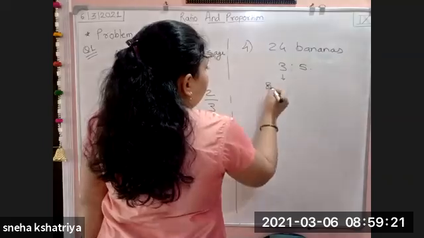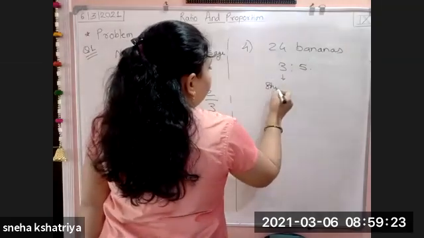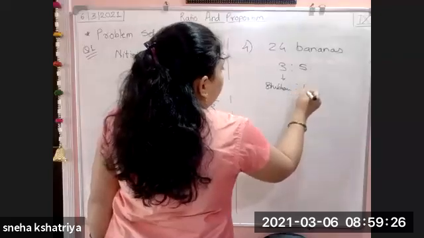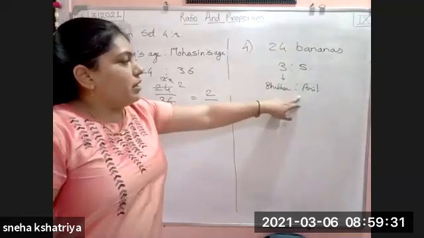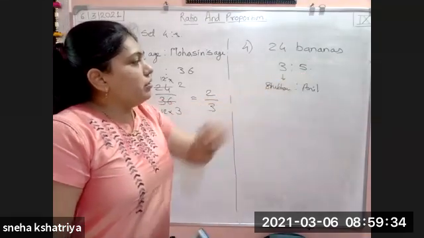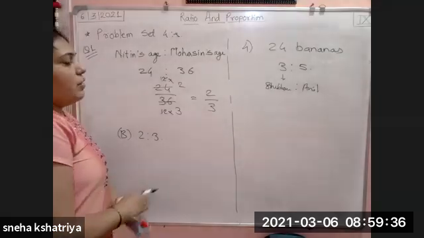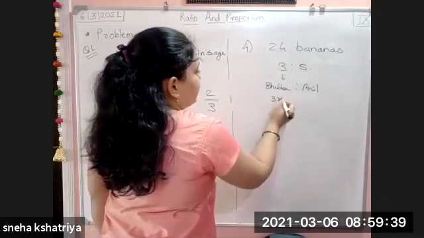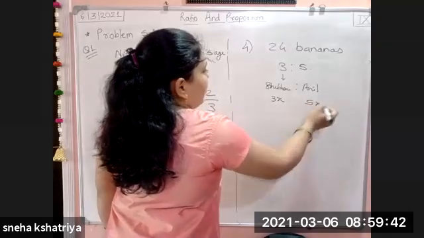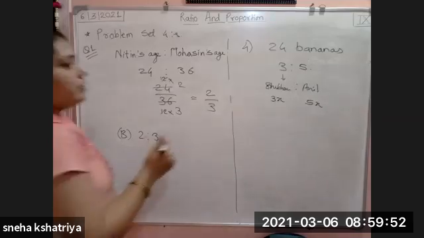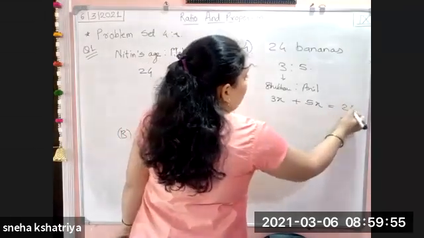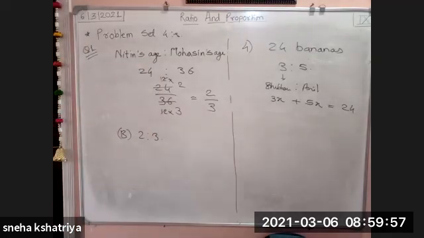This is the ratio of Shubham to Anil. Shubham and Anil's ratio is 3 is to 5. Whenever we are considering this, we suppose that Shubham gets 3x bananas and Anil gets 5x bananas. We have to suppose that there is a factor x multiplied to Shubham and Anil's ratio, so that their addition, how much they get in total, is 24.